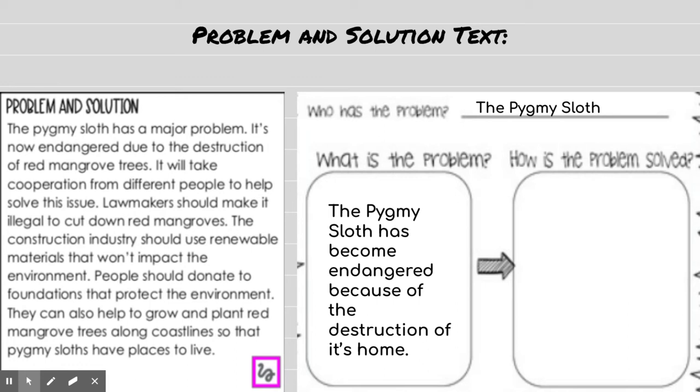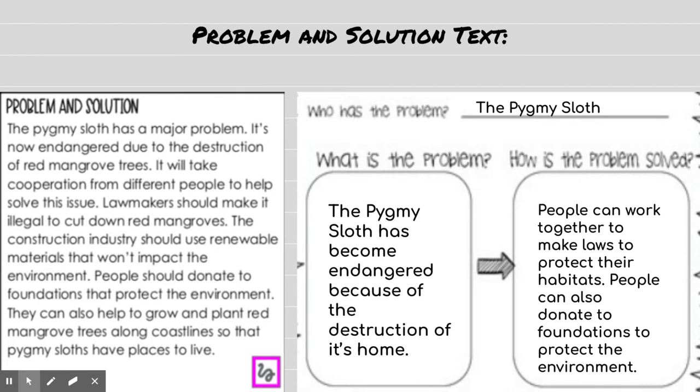So, how is our problem solved? Think about what happened. What did the text tell us could solve our problem? And it said that people can work together to make laws to protect the pygmy sloth's habitat, so where they live, and they can also donate to foundations to protect its environment. So as you're reading, fourth graders, you're going to think, what is the problem and how is the problem solved?